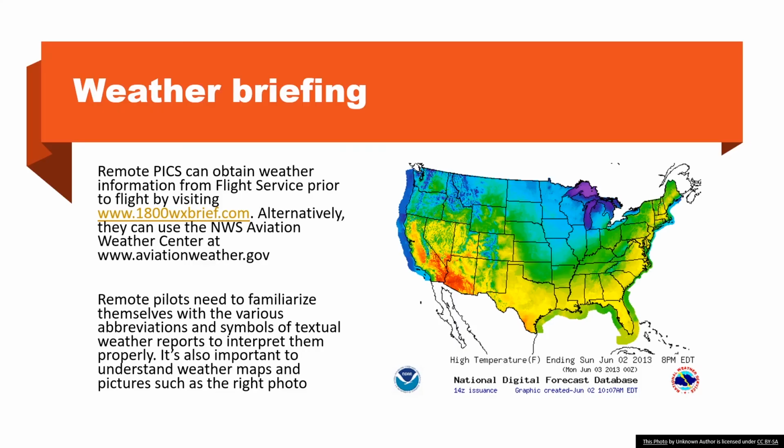So, weather briefing. It's your job as the PIC to obtain weather information from flight services prior to any flight. You can get those at several different places. There's a website called www.1800wxbrief.com. You can create a free account. You can also get those from the app we've been talking about, the UAS Forecast. They show up and it's extremely handy. But always get your information from a trusted source.